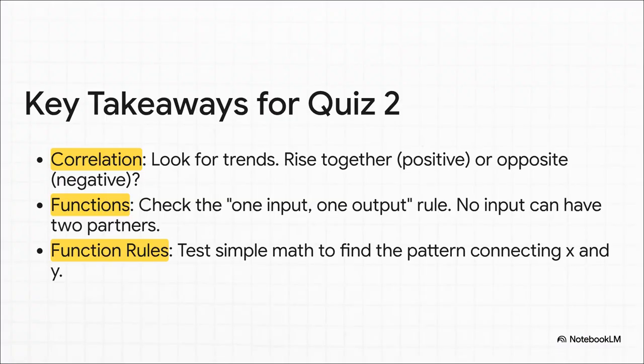Okay, here it is, your final bite-sized cheat sheet. For correlation, just look for the trend. Are the numbers going up together, or is one going up while the other goes down? For functions, just remember that loyalty rule. One input can only have one output. And for function rules, just test out some simple math, adding, subtracting, multiplying, to find that secret pattern connecting x and y.